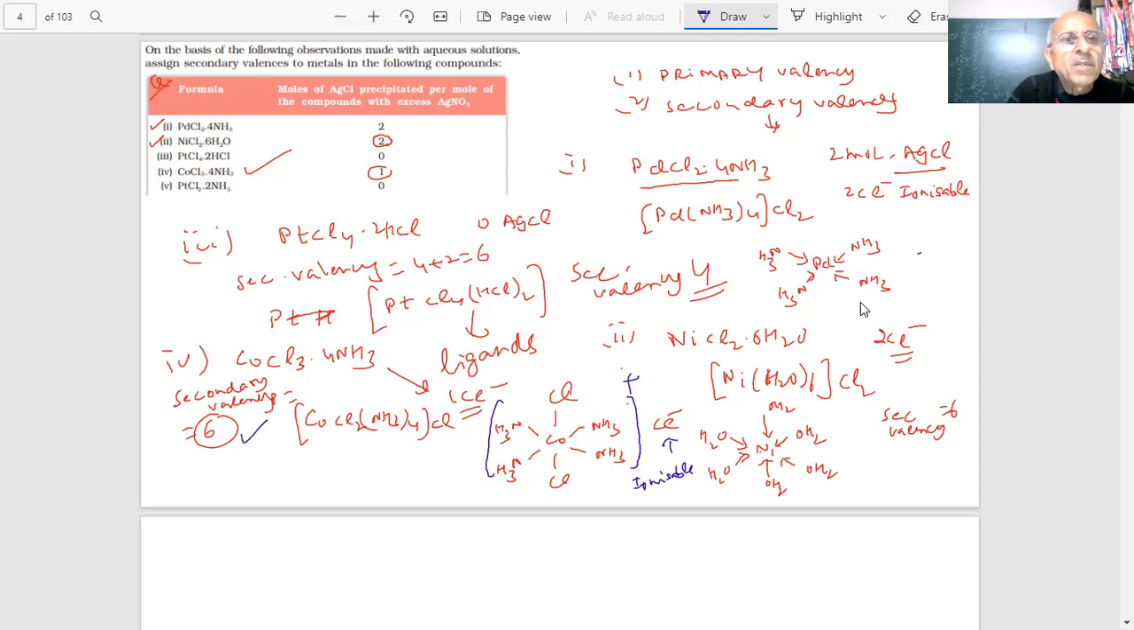The last one, PtCl2·2NH3, 0 Cl. This is PtCl2·2NH3. Then what will be the secondary valency here, student? This is the last one, the 5th. What is the answer? How many groups are bonded to platinum? 2 and 2, 4. So the secondary valency is 4. Clear? Yes, sir. Clear, sir.